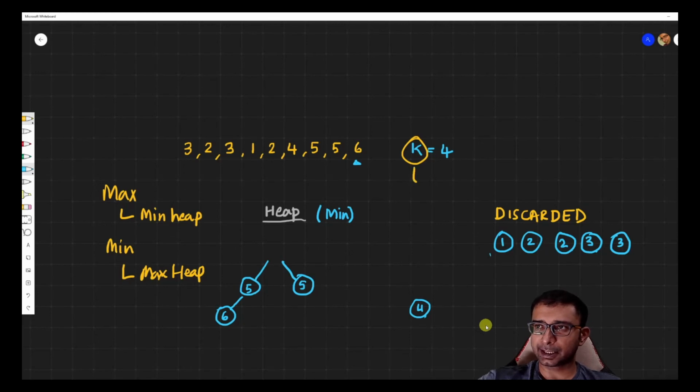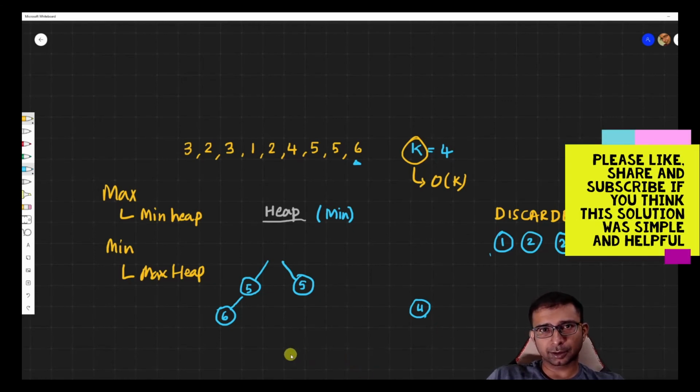So our space complexity for this problem is order of k, right? So this is what the solution is all about. You can try out the previous solution as well using a max heap, but a min heap will give you the most optimal solution in this case. So let's move over to Leetcode and check out the solution.